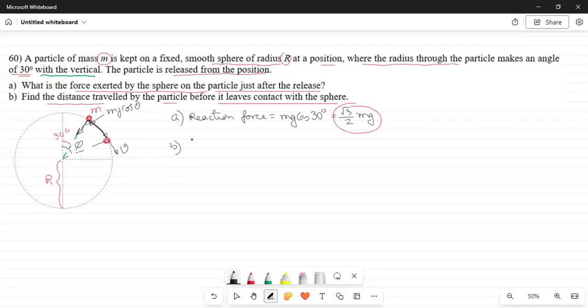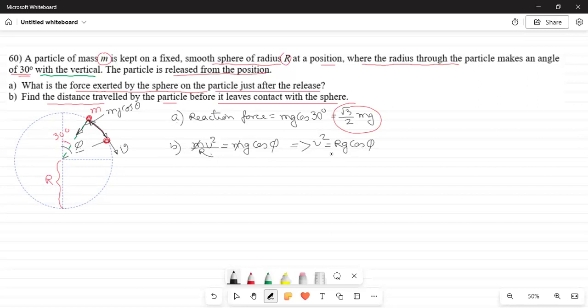So the force equation: m v square by r, the centripetal force, will be equal to mg cos phi, because now the angle is phi. From here, m gets cancelled, and we get v square equal to rg cos phi. This is the force equation.